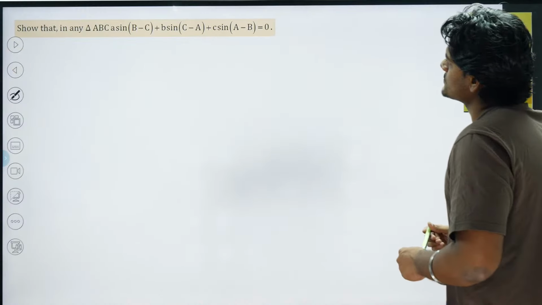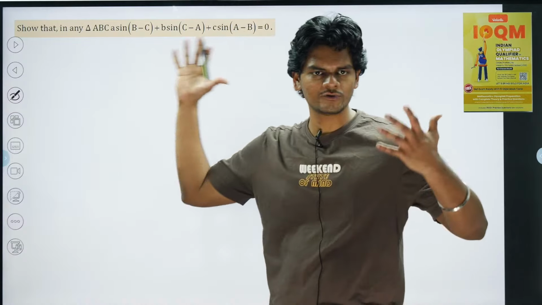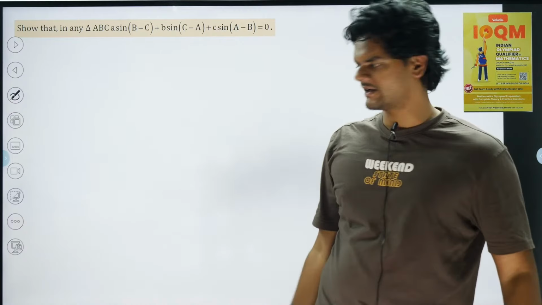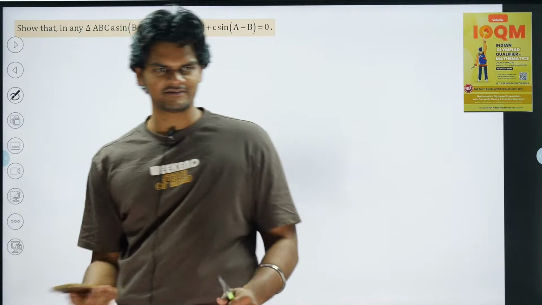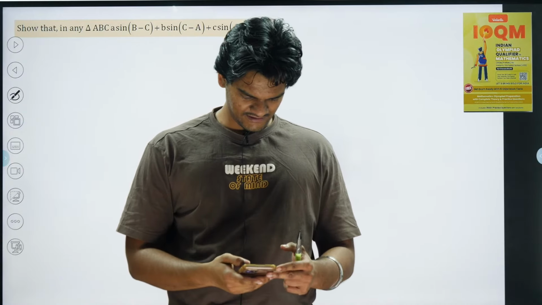In this triangle, can you do this? Can you do this one? Am I audible? Arey yaar, why are you not even speaking? That I don't understand.